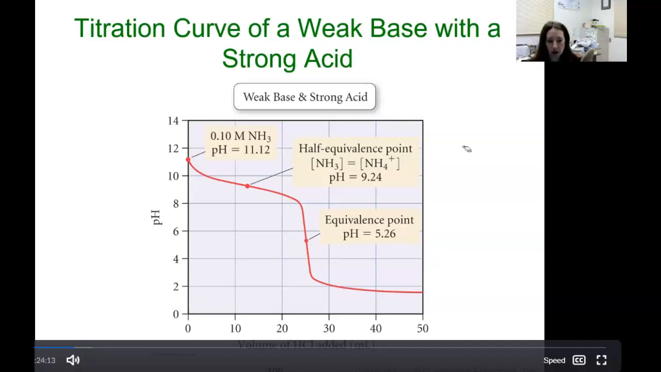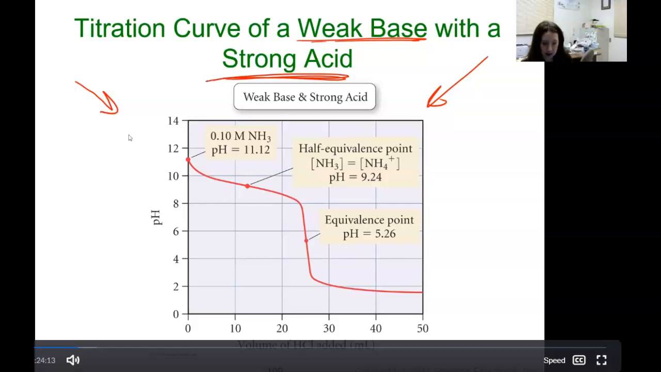If you're starting with a weak base, your initial pH had better be greater than 7, because all you have is a weak base. Before your equivalence point, your pH still has to be greater than 7 because you're still at a base. Beyond your equivalence point, all you've got is your acid left, so your pH had better be lower than 7, and a lot lower than 7. So keeping an eye on what this curve should look like is very important. You need to remember what you're starting with and what you're adding.